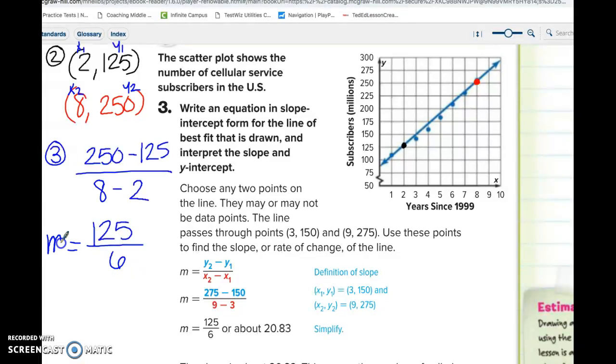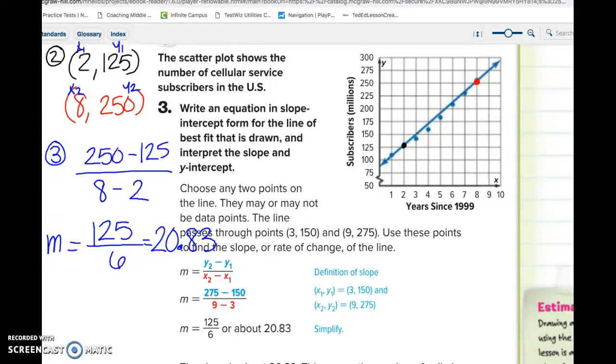So that is my slope, but I'm going to write it in decimal form so I can take the top and divide by the bottom. What do you get? You got this, Piper. 20.83, right? Yeah. Okay, so that's my slope, so that's step 3.